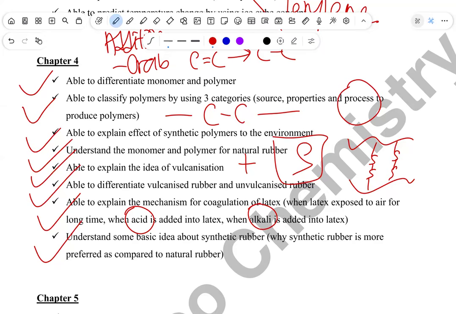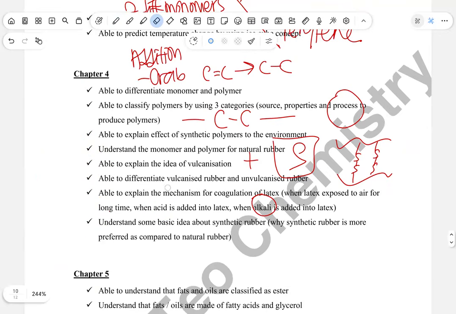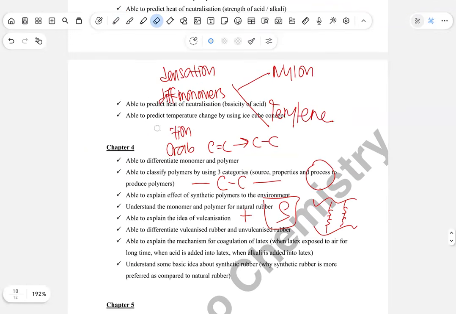No need to know too many things about synthetic rubber. They don't ask a lot. It's very rare to be tested. And even if they ask, not many marks one. Okay, so far I think synthetic rubber for the past 5 years, maximum marks 3 marks only. I think maximum 3 marks only. So not very important one, to be honest with you.